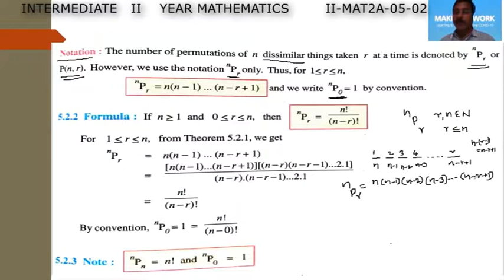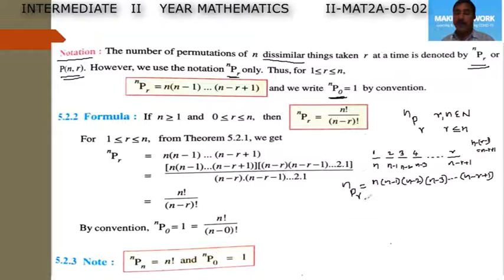So what we observe here: how many values are there in this consecutive product? From 0 to r minus 1. How many values will be there? r values, from 0 to r minus 1: n minus 0, n minus 1, n minus 2, n minus 3, and so on, n minus (r minus 1). So here the terms from 0 to r minus 1 become r terms.